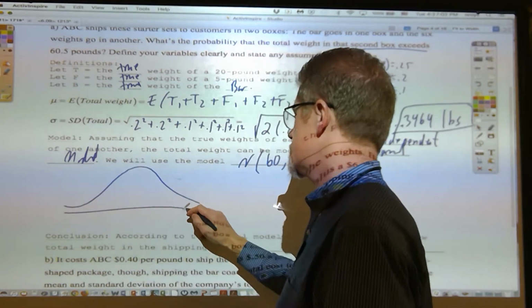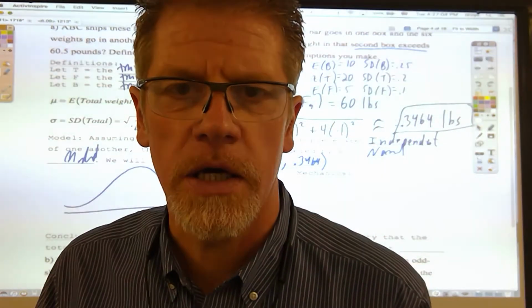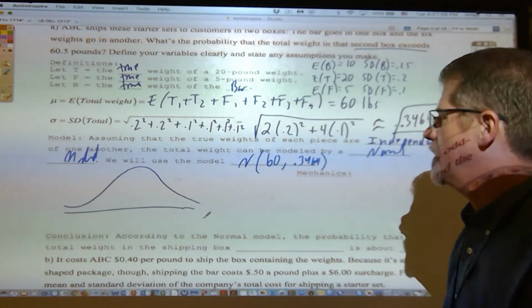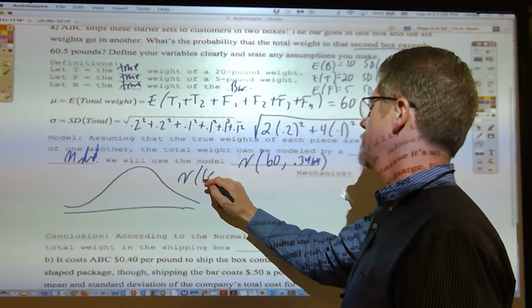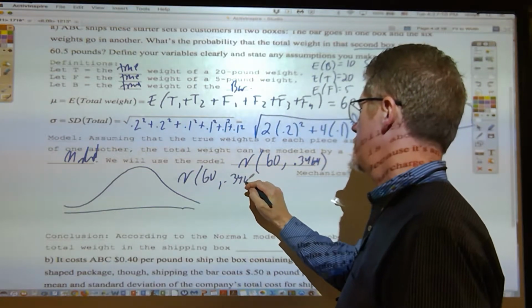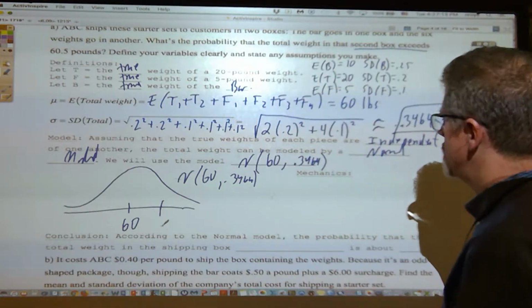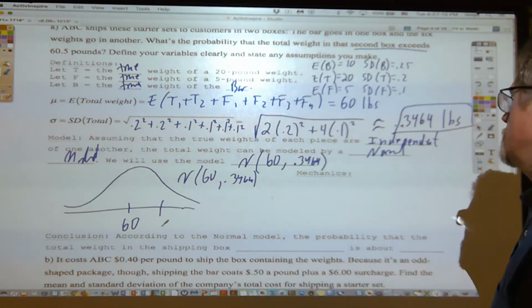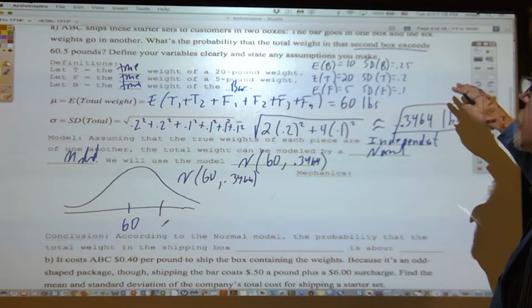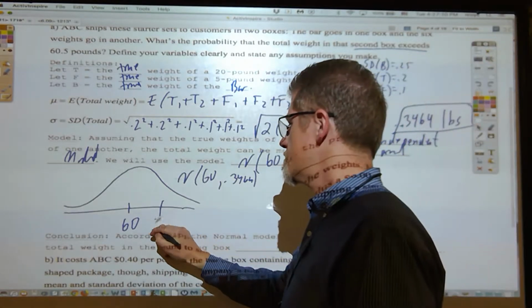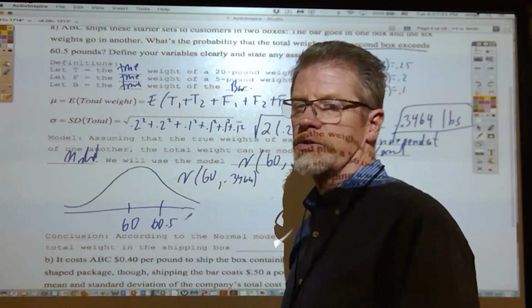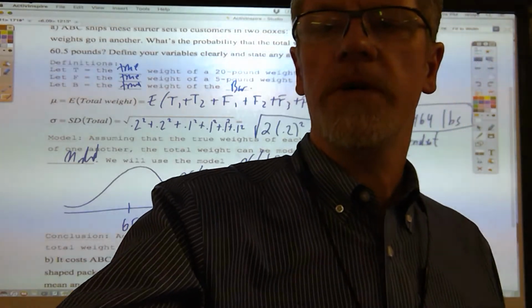Model, mechanics, conclusion. So we've got a normal model. We'll label it. And we want to know what's the probability that we're going to exceed 60.5. So I'm going to press pause, try to find that probability on your own.